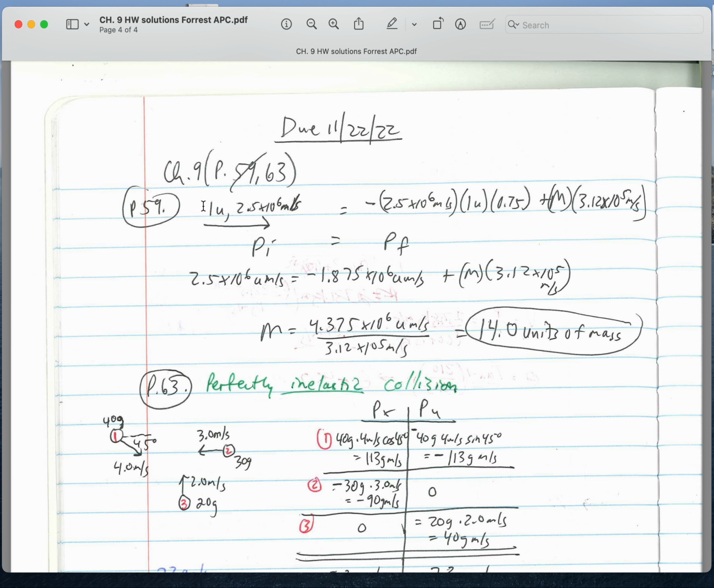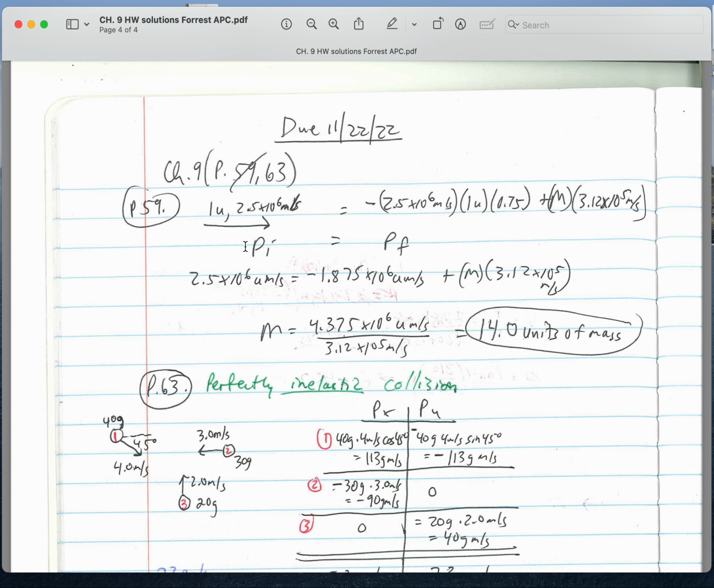So I've got a 1 atomic mass unit moving at 2.5 million meters per second to the right. It rebounds back and loses a quarter of its speed, so I multiplied the rebound velocity as negative because it's going the opposite way, and then times 0.75. And then the nucleus that was hit is traveling 3.12 times 10 to the 5th meters per second in the same direction that the proton was traveling initially. And we're trying to find the mass.